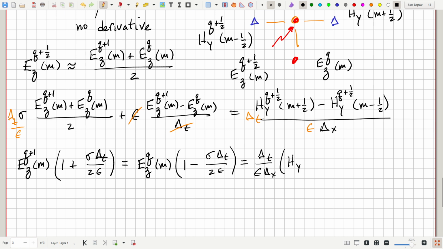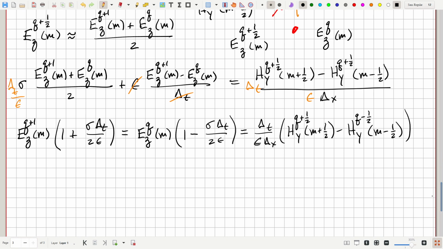Times HY at time Q plus a half, position M plus a half, minus HY at time Q minus a half, position M minus a half. Okay. And of course, now what we can do is just divide by this factor right here. But first, let's note that this term right here, at least when we take the Courant number to be 1, we already said that this is eta 0 over epsilon relative.